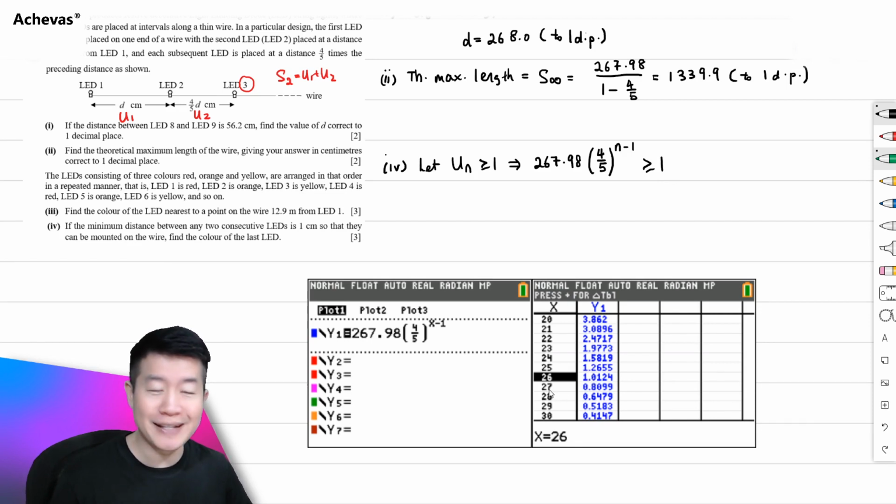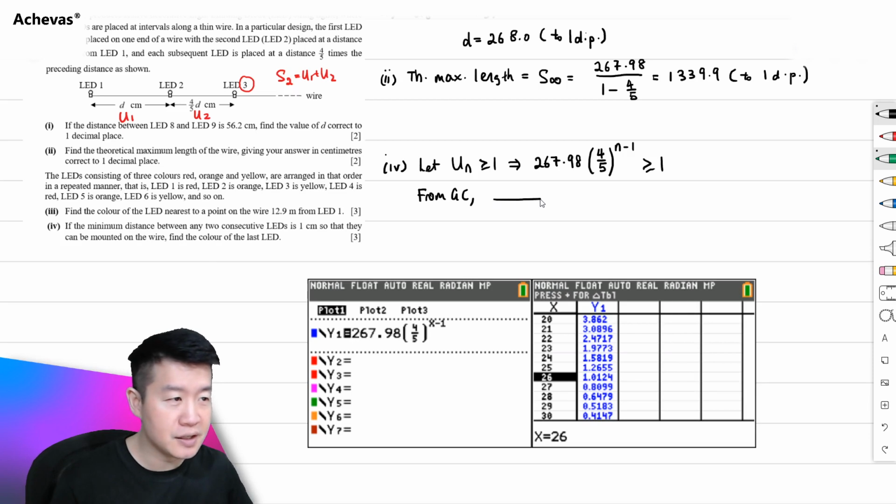The moment it goes to 27, it is going to be less than 1. So the maximum possible number of distances that I can look for is all the way until 26. That means I can go all the way until U26 only. After U26 is going to be a distance that is less than 1 cm already. So for presentation wise, I can say something like this.